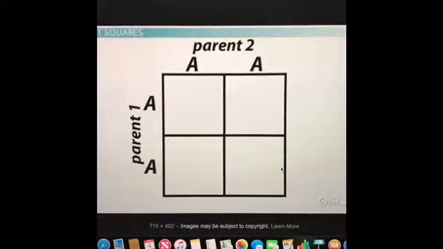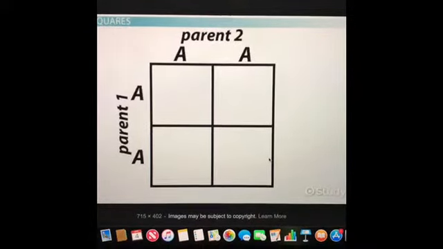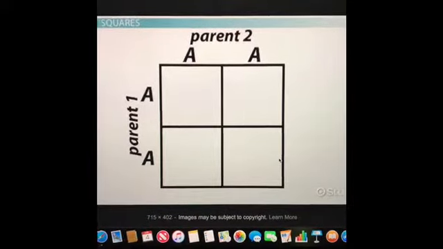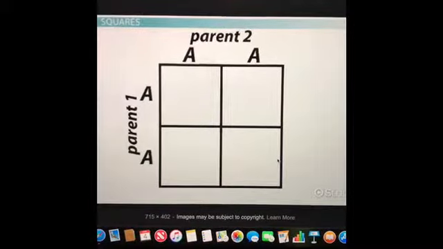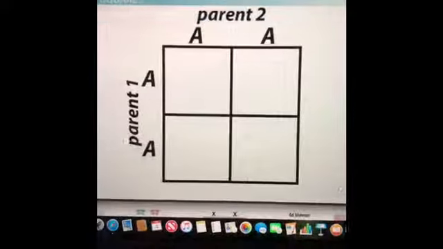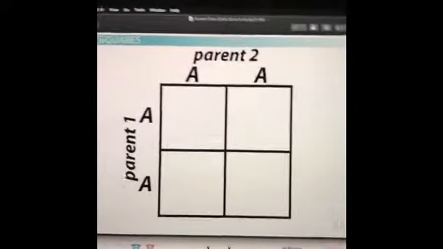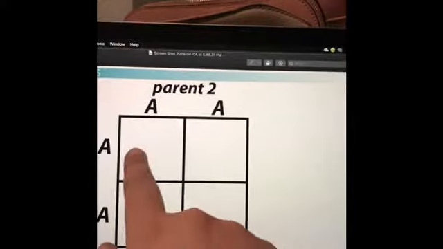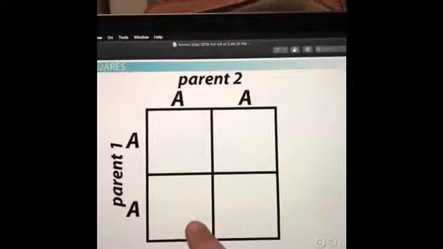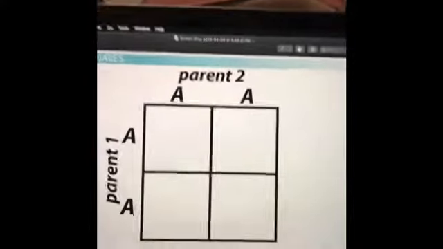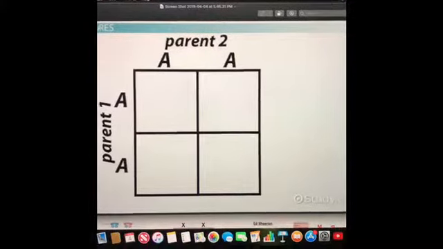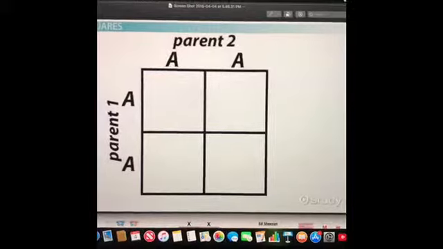So I'll have you guys try this one first. This one's pretty simple, but this one's an example of where both parents have 2 dominant alleles instead of 1 dominant and 1 non-dominant. So go ahead and try this one first. So once you guys have done this one, you'd end up with dominant A, dominant A, dominant A, dominant A, dominant A, dominant A, dominant A, and dominant A. So all of them would all be dominant. So your phenotype and genotype would both be a 4 to 0 ratio.